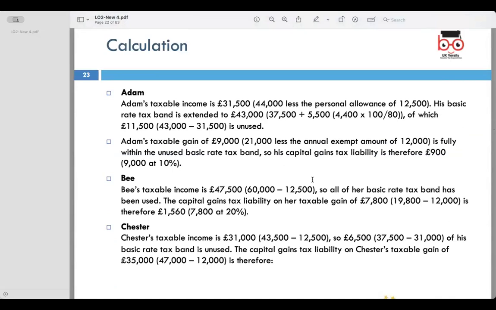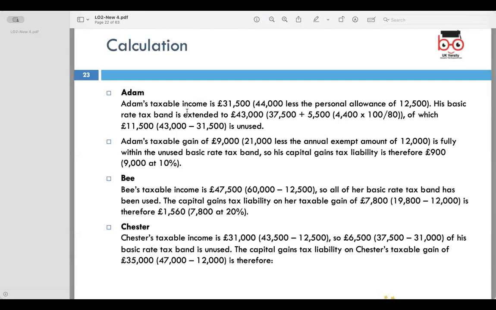Here is the calculation. So Adam's taxed income is 31,500 pounds, which is found by taking 34,000 and taking away the 12,500 pound personal allowance.